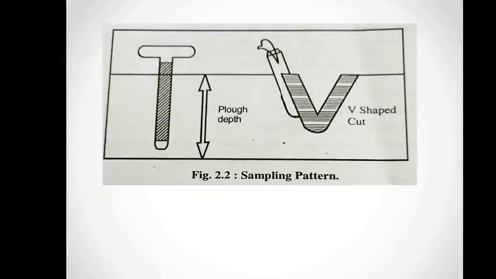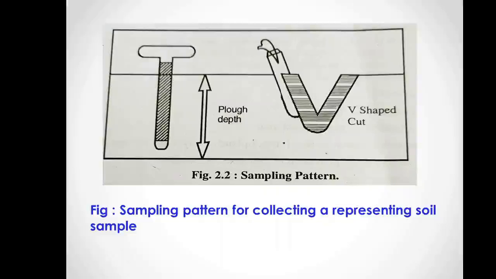The next figure is the sampling pattern for collecting a representative soil sample. To the required depth, we make a V-shaped cut in the soil and remove whatever material is present on the surface, such as leaves, debris, and crop material. Then we collect the soil sample.